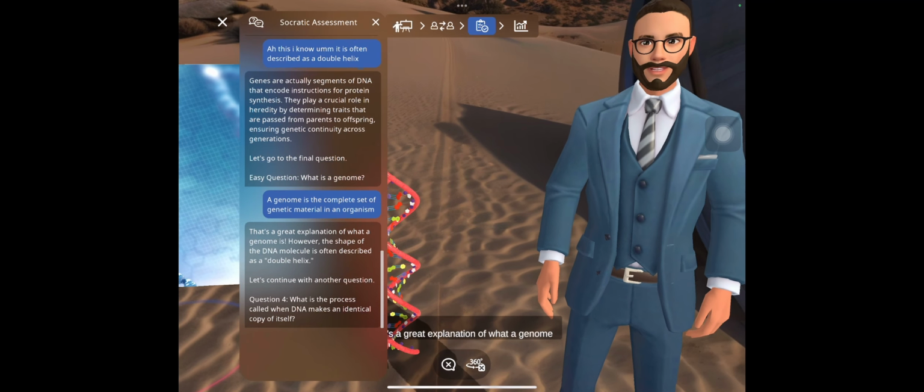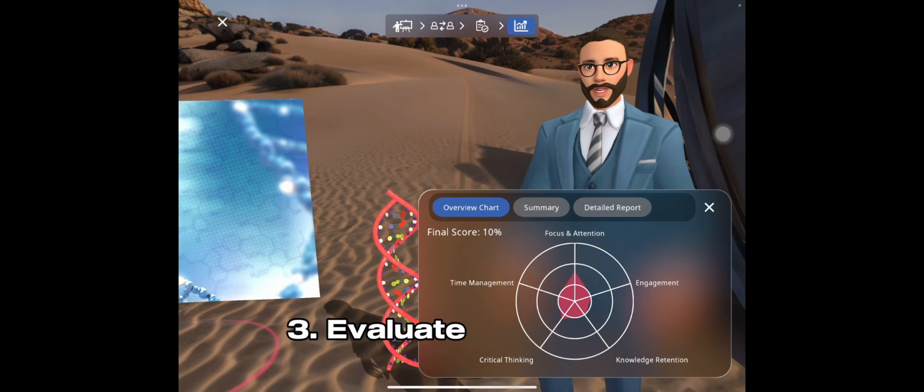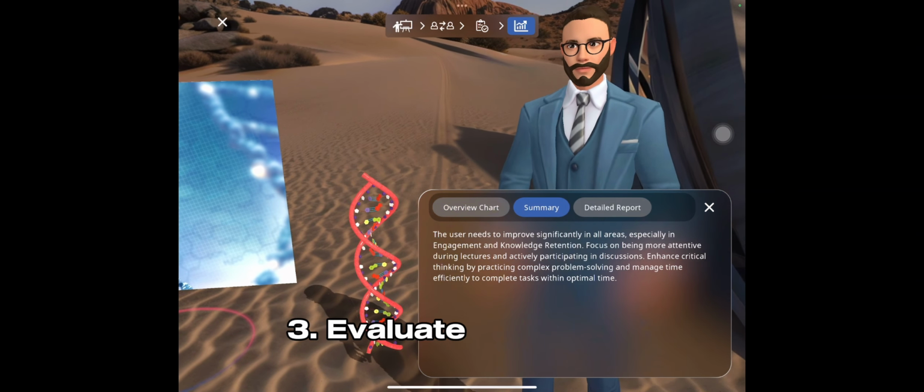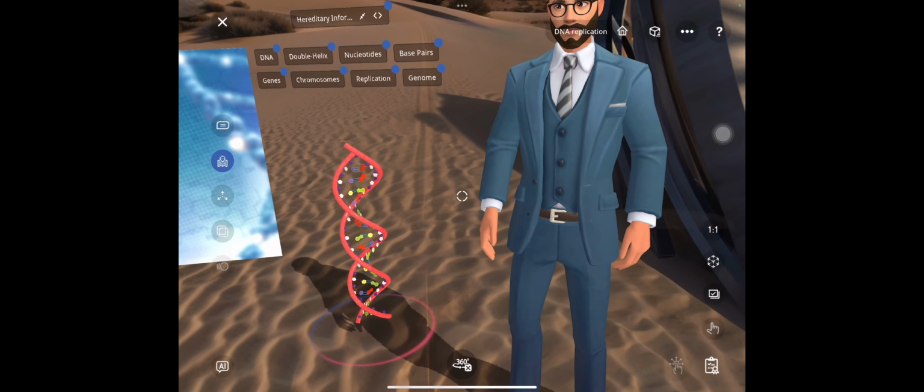That's a great explanation of what a genome is. This is your overview chart and your score. Here is your detailed report.